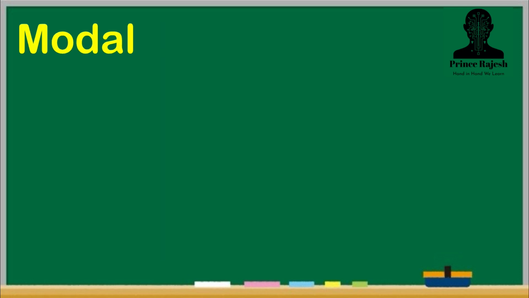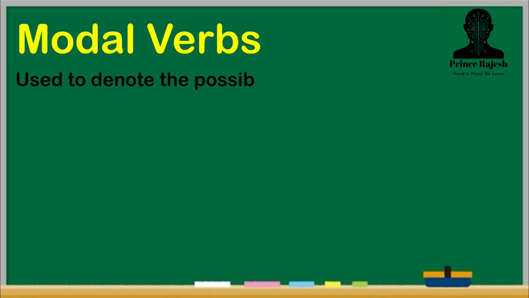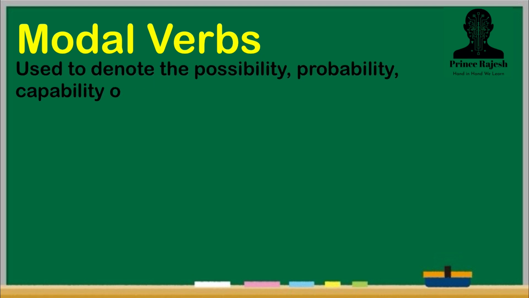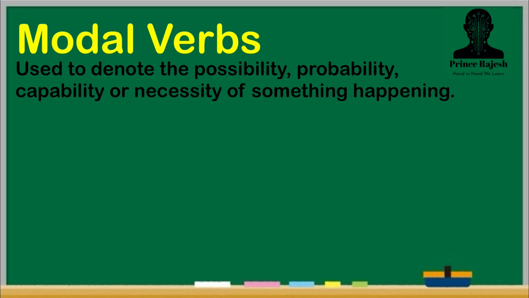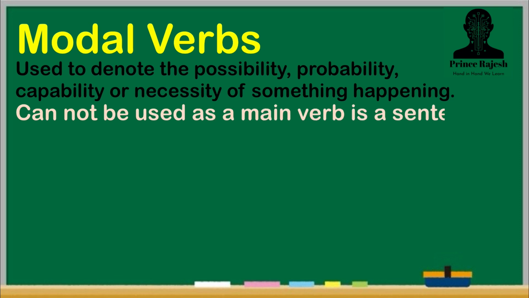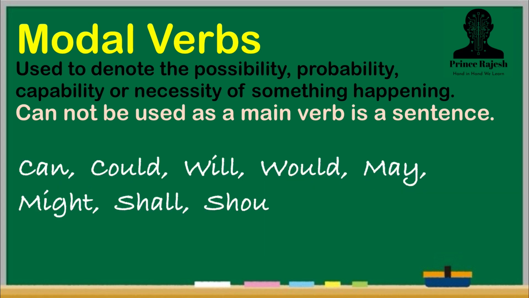Let's see modal verbs. Modal verbs are used to denote the possibility, probability, capability or necessity of something happening. Modal verbs, unlike other auxiliary verbs, cannot be used as a main verb in a sentence. Examples of modal verbs are can, could, will, would, may, might, shall, should, must, ought to.